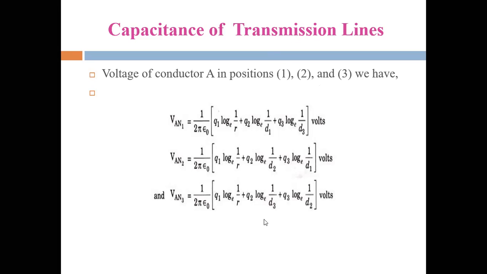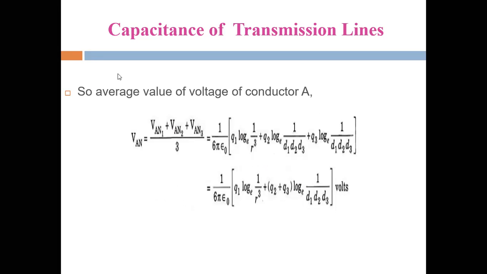What is the D3? D3 is the distance between the conductor B to A. Plus Q3 log e 1 by D2, where D2 is the distance between the conductor C to A. That is the formulas for VAN1, VAN2 and also VAN3.